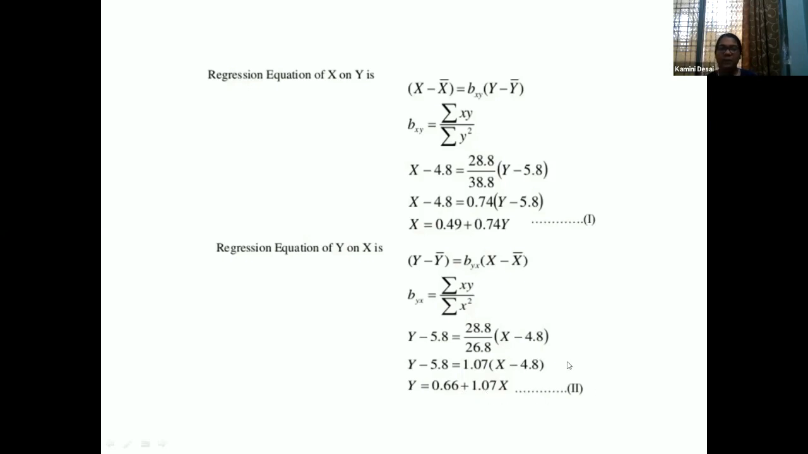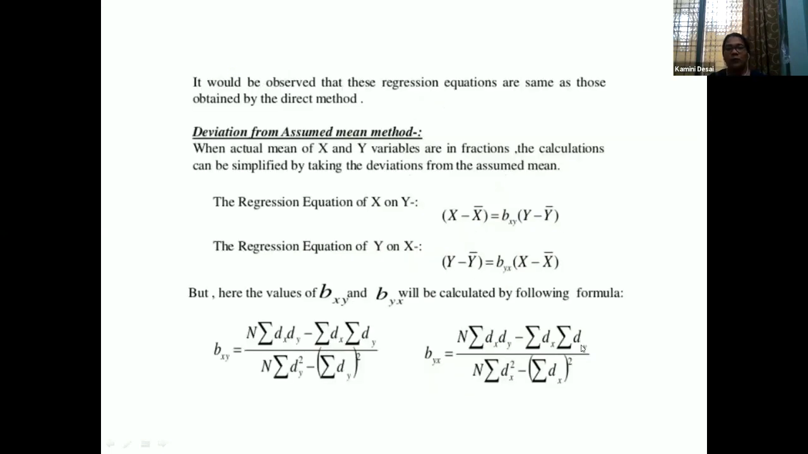Now, next step is you have to solve both equations. It would be observed that these regression equations are the same as those obtained in the direct method. Where that time we were using the mean, and with both of these methods we are getting the same equation.